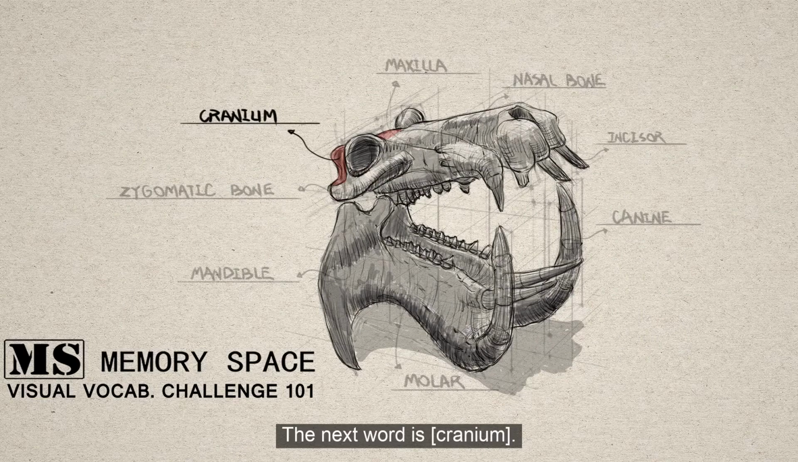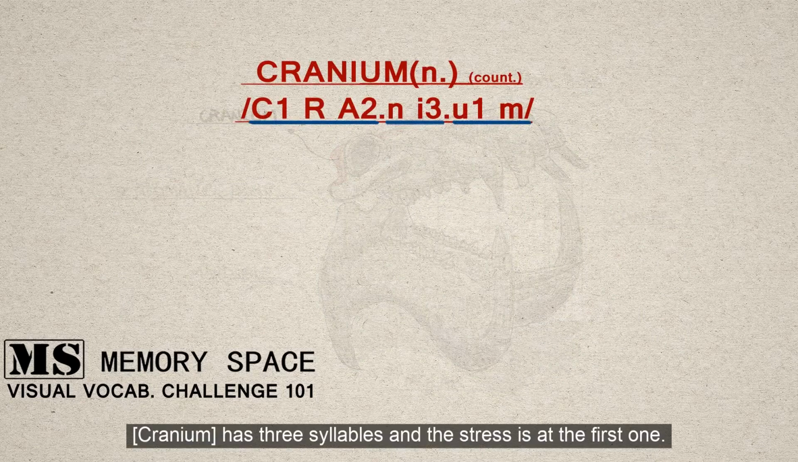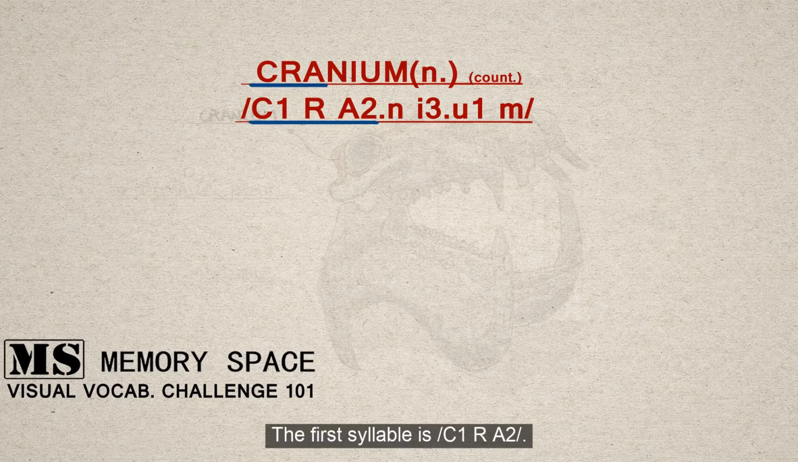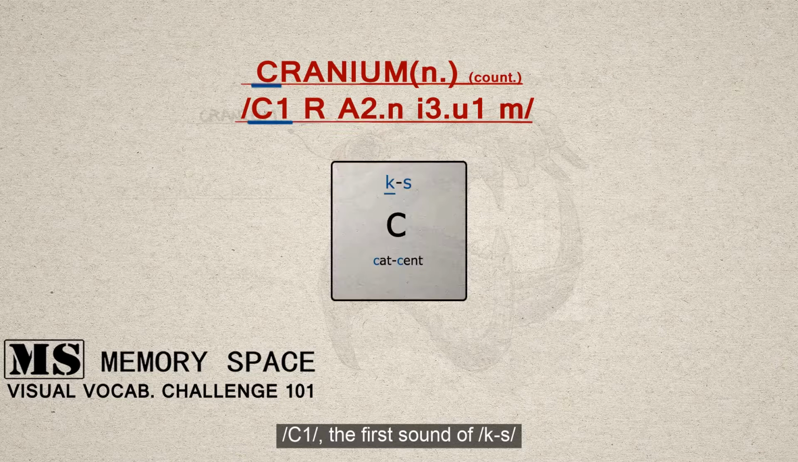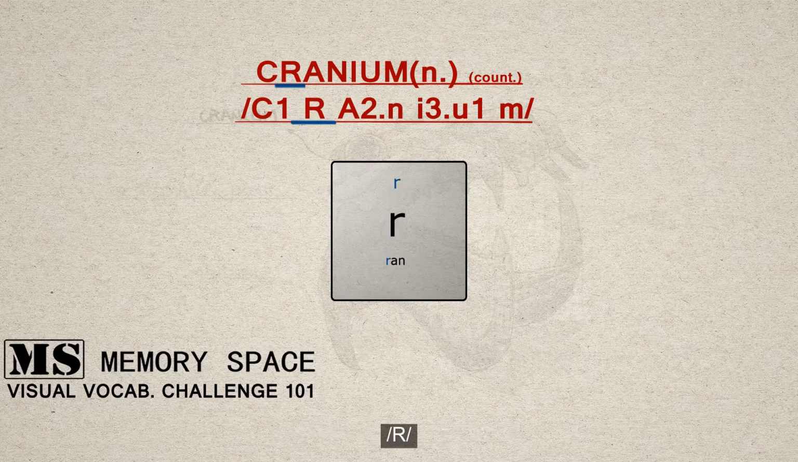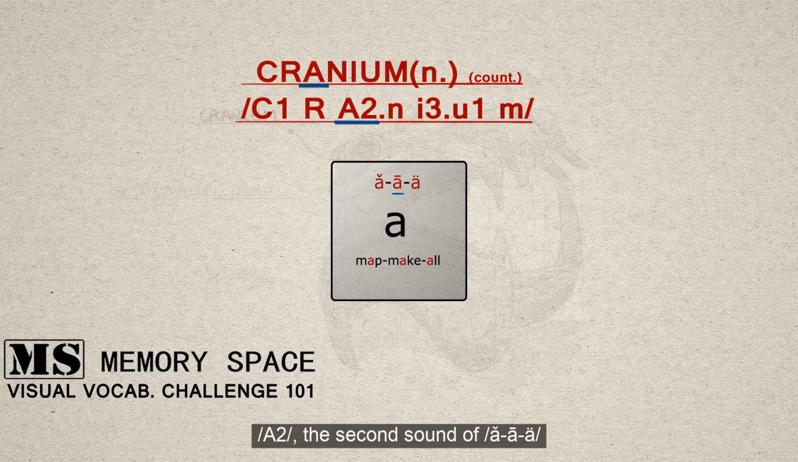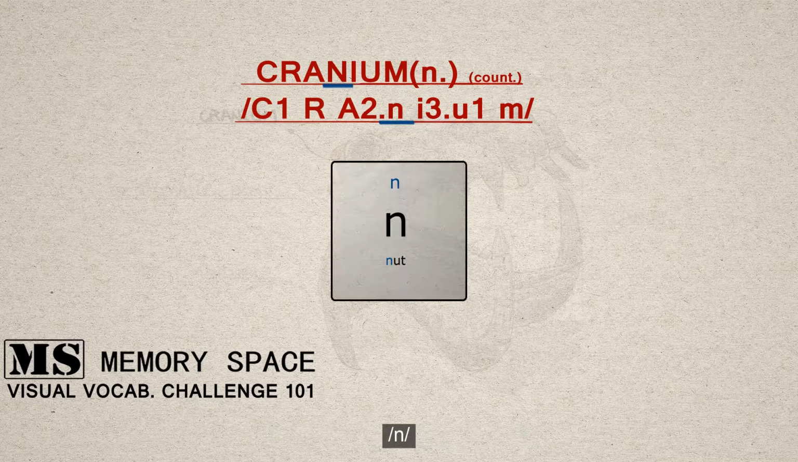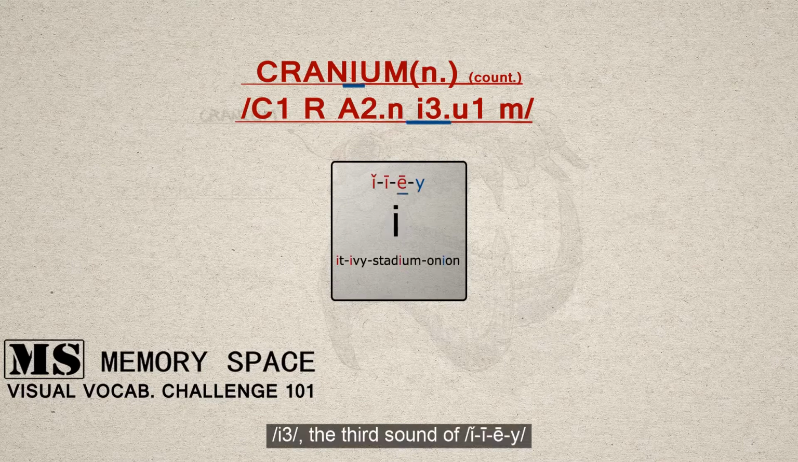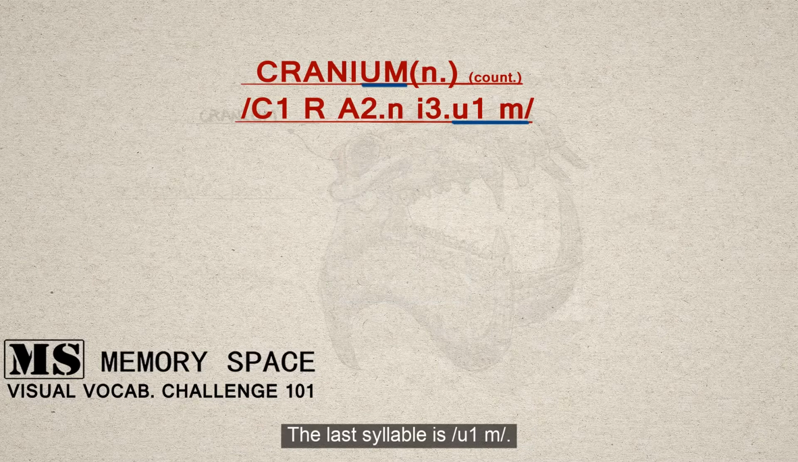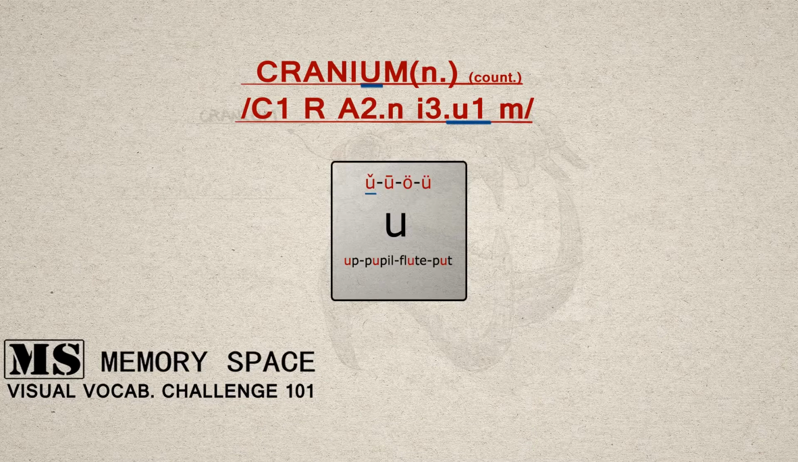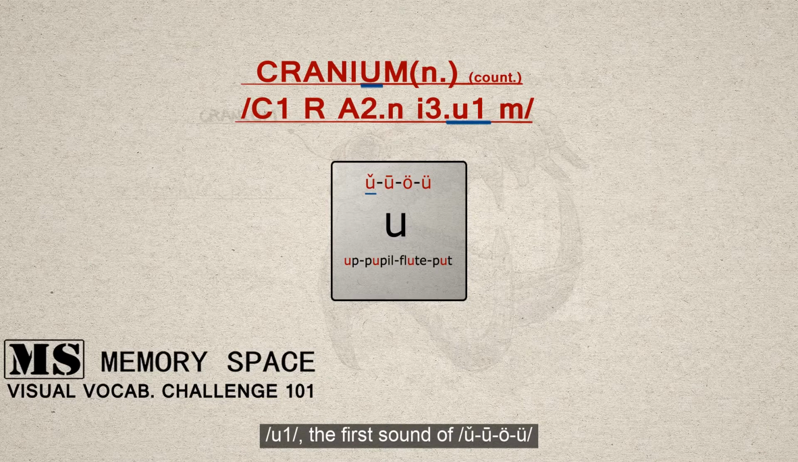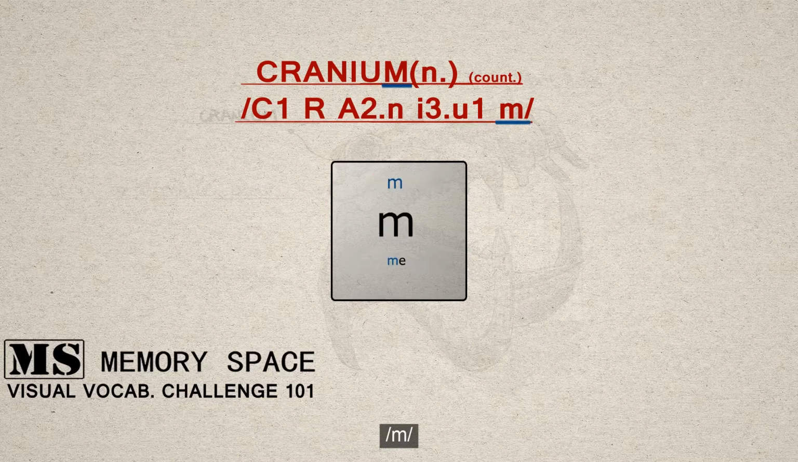The next word is cranium. Cranium has 3 syllables and the stress is at the first one. First syllable is cray, k. The first sound of k, s, a. The second sound of a, r. The second syllable is knee, n. E. The third sound of e, i, y. The last syllable is um, the first sound of u, u, w.